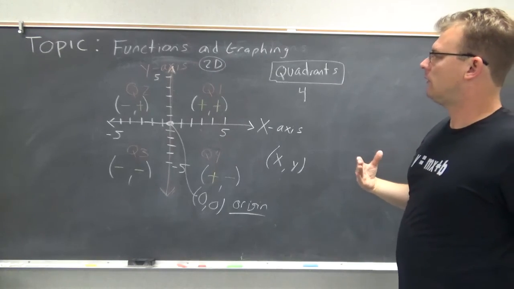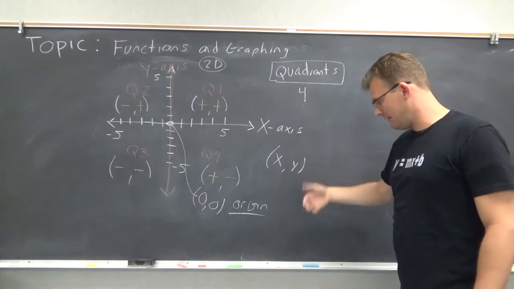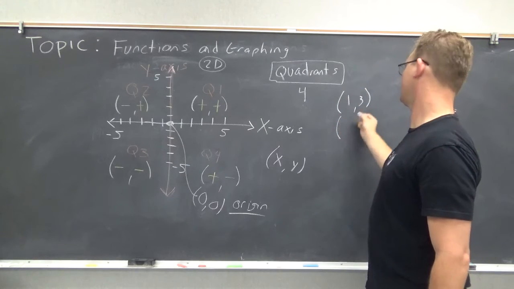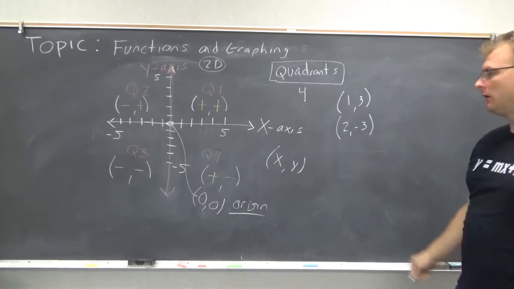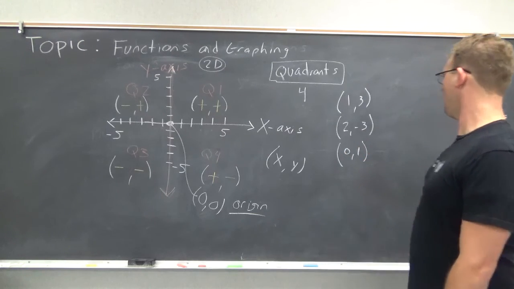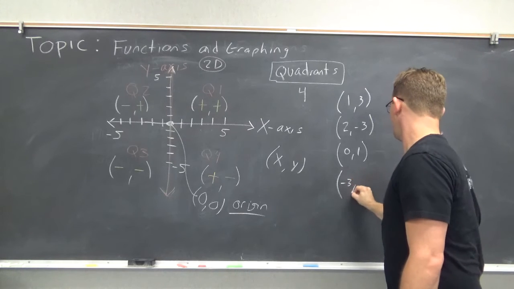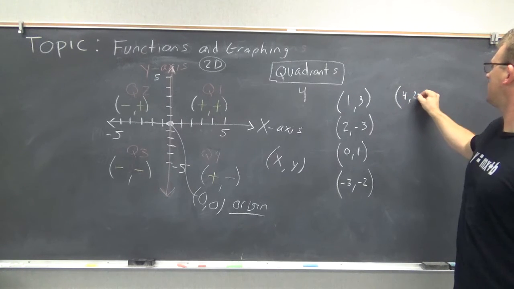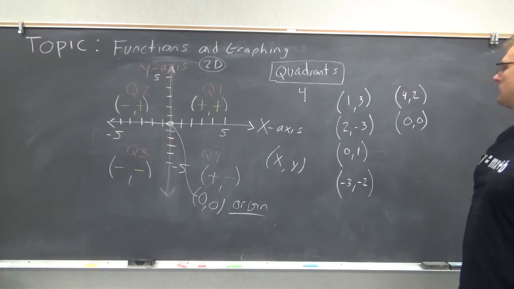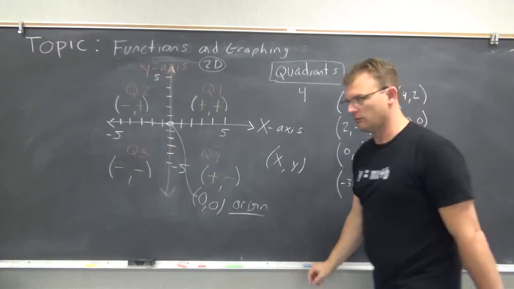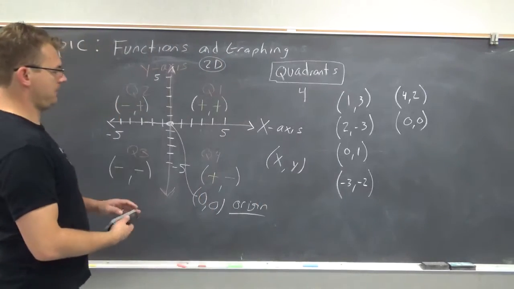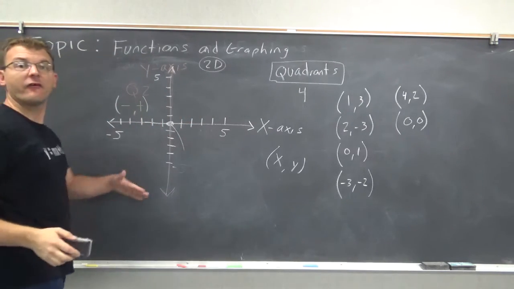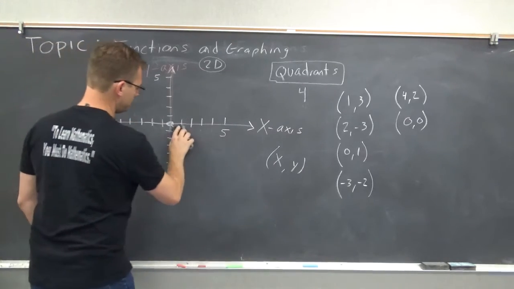Now, what if I wanted to do some graphing of this? This is something that we're going to be practicing. So let's do some practice. 1, 3. 2, negative 3. 0, 1. Negative 3, negative 2. 4, 2. 0, 0. Okay, those are just 6 examples. So let's try to do these real quick. I'm going to erase some of this. Maybe make another graph.